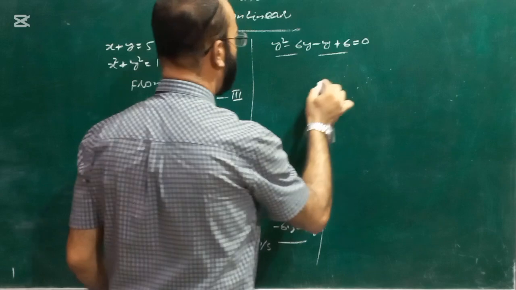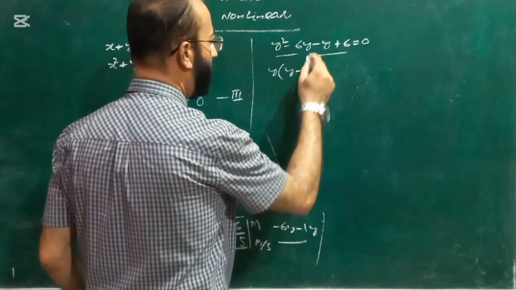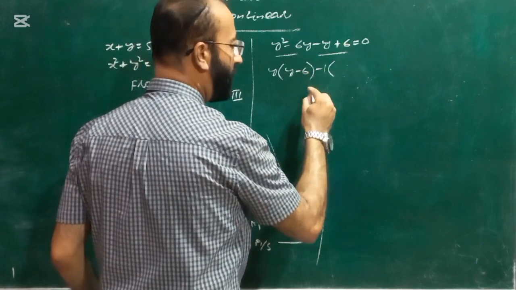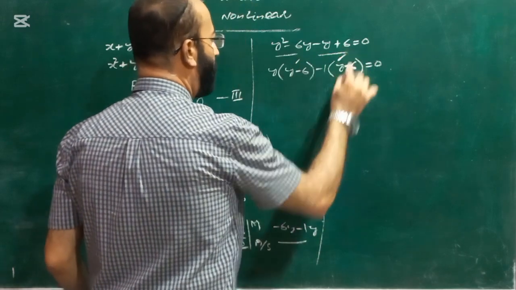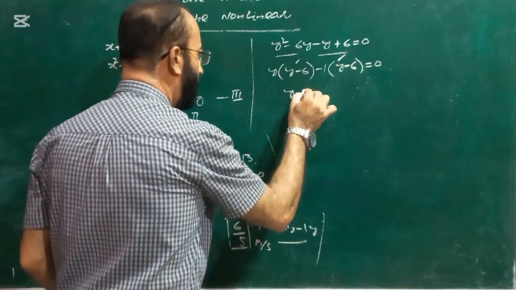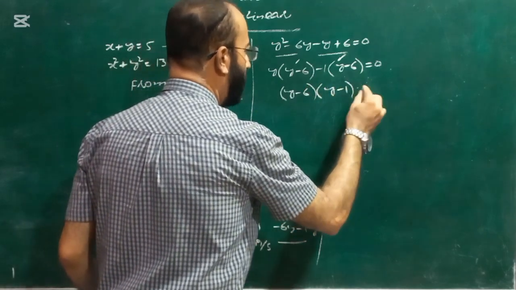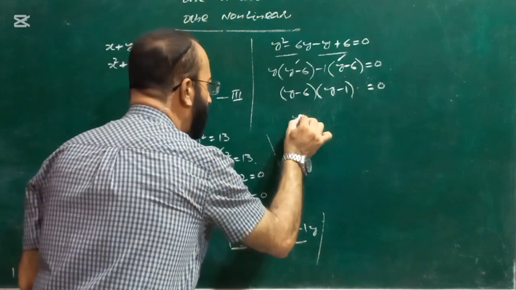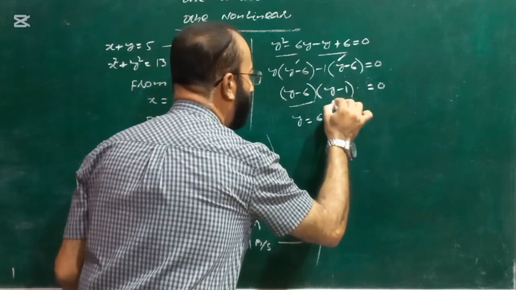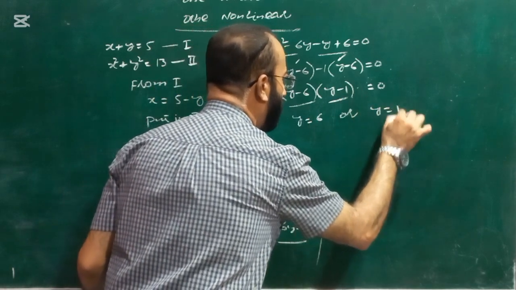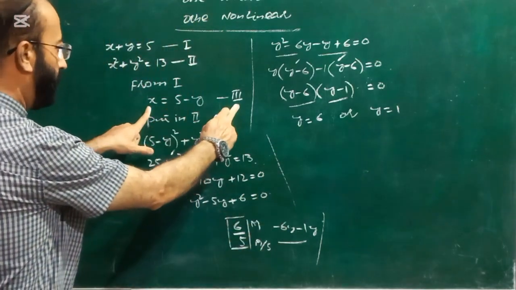At this step make pairs and take common. So y is common, and y minus 6 will be the remainder in the first bracket. From the second bracket minus 1 is the common, so y minus 6 is the remainder. Write one bracket out of these two common brackets. So y minus 6 in the first bracket and the outside values will be put in the second bracket. From here you can see y is equal to 6, and from here y is equal to 1.